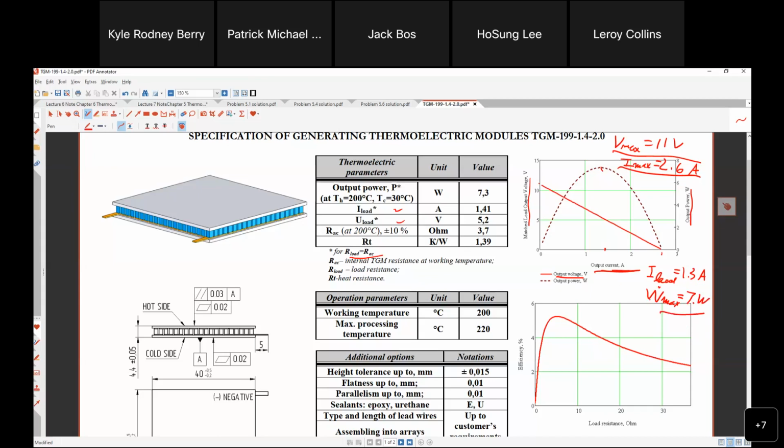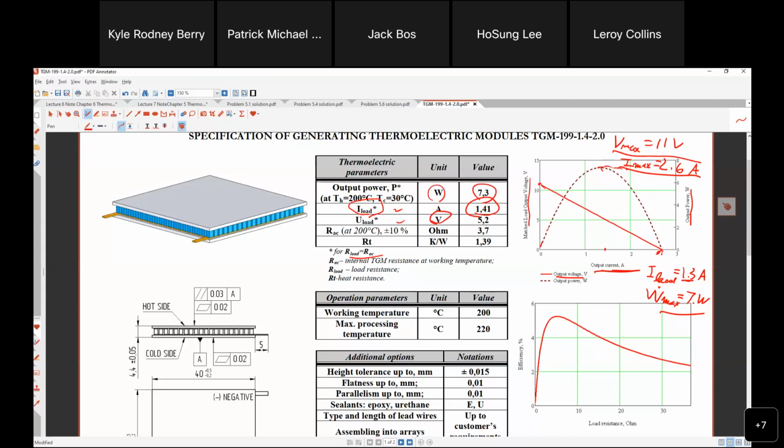So this is our reading, but they say load is 1.4. Yeah, about close, within our reading uncertainty. Their load voltage is 5. Their power is 7.3. It's actually nothing more than just reading voltage and current. So this is exactly in agreement, the shape.